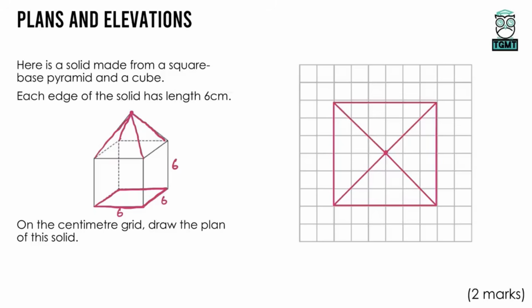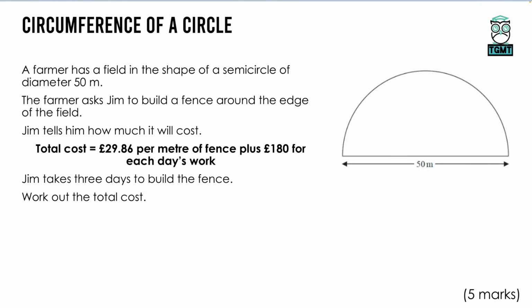And looking at circumference of a circle, here it says a farmer has a field in the shape of a semicircle of diameter 50.